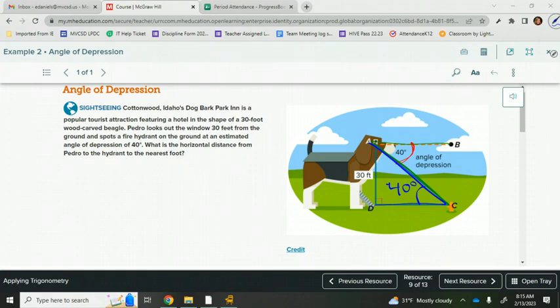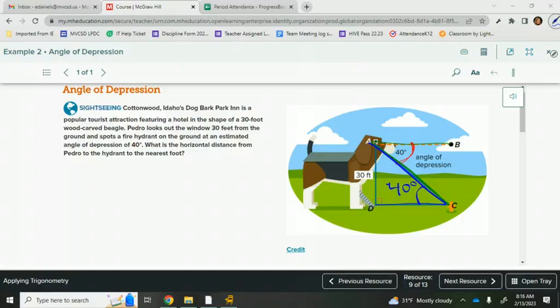That's my bad. Okay, but we have the 40 degrees, and we also know that Pedro is 30 feet up in the air in the wood-carved dog inn. But using that information, now we can start applying the ratio, well, not applying the ratio. We need to find the ratio in order to solve for that distance we're looking for.